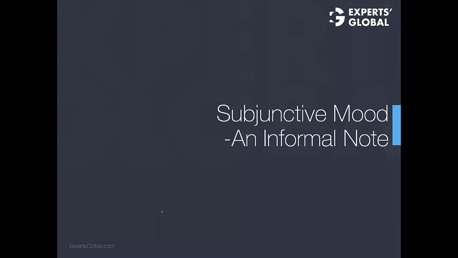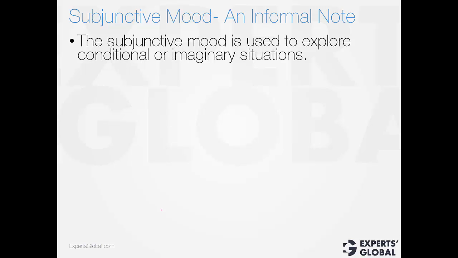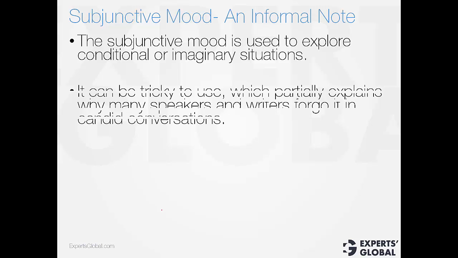So subjunctive mood, an informal note to begin with. The subjunctive mood is used to explore conditional or imaginary situations. It can be tricky to use, which partially explains why many speakers and writers forego it in candid conversations, and therefore very often using the indicative tone is commonly accepted where subjunctive mood is technically correct. However, not so on GMAT.